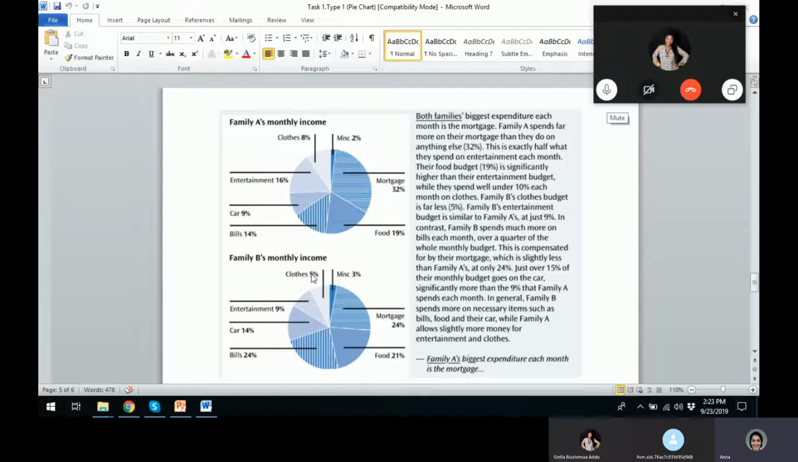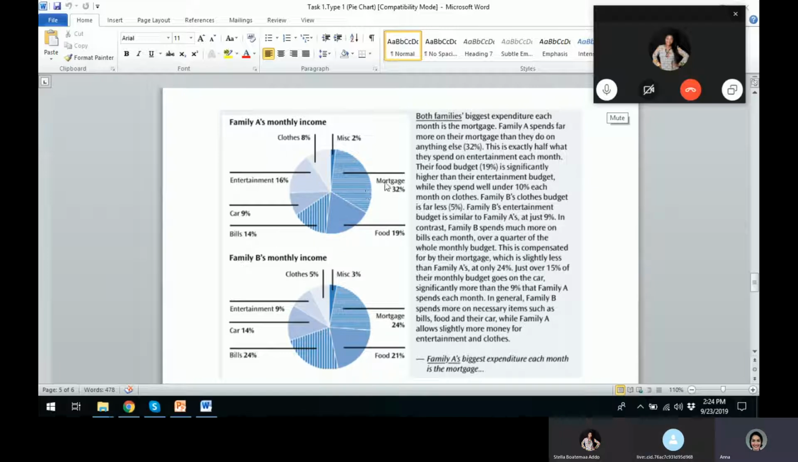Okay, basically this is just an exercise wherein you identify from the body here. This is the body. Identify the errors, okay, and then try to replace the errors with the correct expression. So these are two pie charts, family A and family B. So the first pie chart is family A's monthly income. The second pie chart is family B's monthly income. Okay, let's analyze first. Let's take a look at family A.